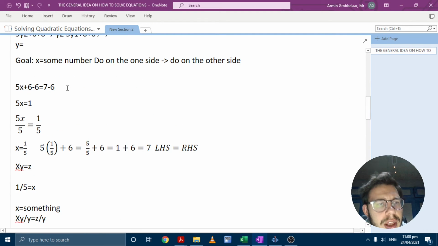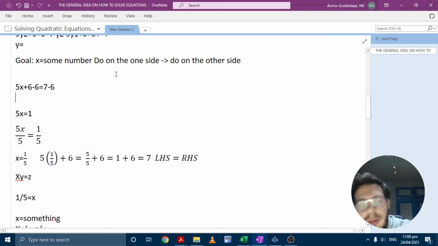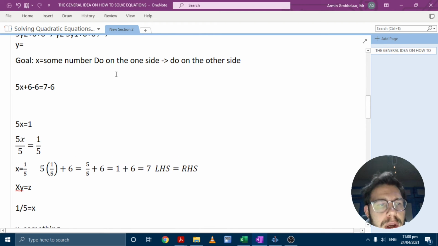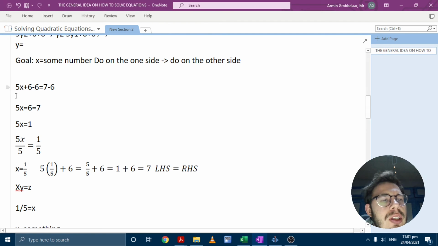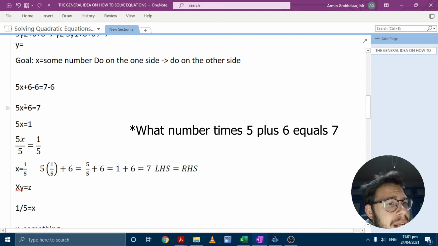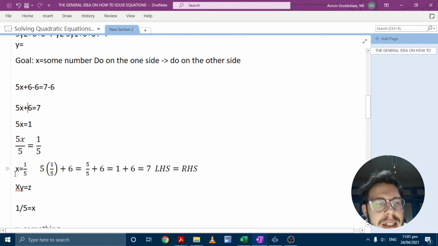So just another note here. If we're solving an equation, we're asking 5x plus 6 is equal to 7. So we're asking what number times 5 plus 6 gives us 7. So we solved it here and got x is equal to a fifth.